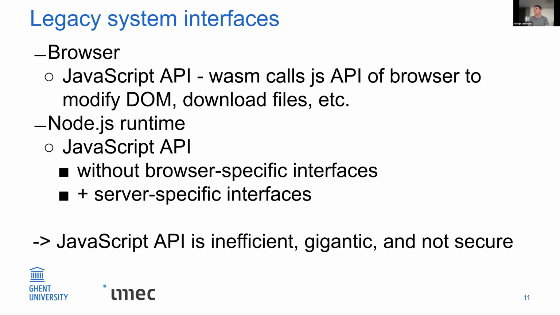Another issue is that the API is gigantic. The JavaScript API of browsers is incredibly large, and a lot of the functionality is not needed on Edge or IoT devices. And then finally, specifically when we look at the server APIs, they're not secure. By default, an application running inside of the Node.js runtime has access to almost the entire system. And even if you want to reduce some of the access, often the APIs themselves make it incredibly hard to actually reduce the access that an application has in the host system.